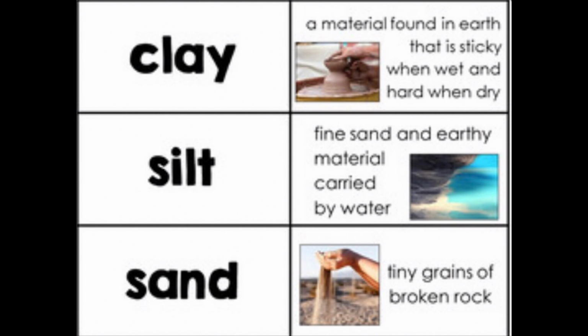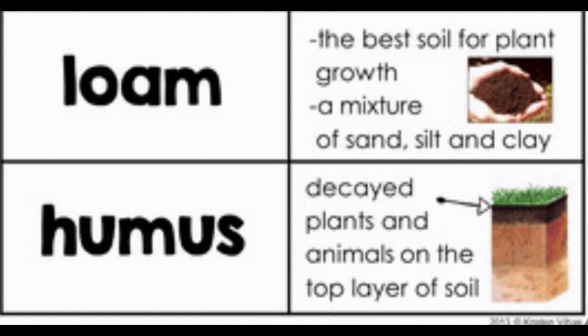Now let's move on to some important vocabulary. Clay is a material found in earth that is sticky when wet and hard when dry. Silt is fine sand and earthy material carried by water. And sand is tiny grains of broken rock. Loam is the best soil for plant growth, and it's a mixture of sand, silt, and clay. Humus is decayed plants and animals on the top layer of soil.